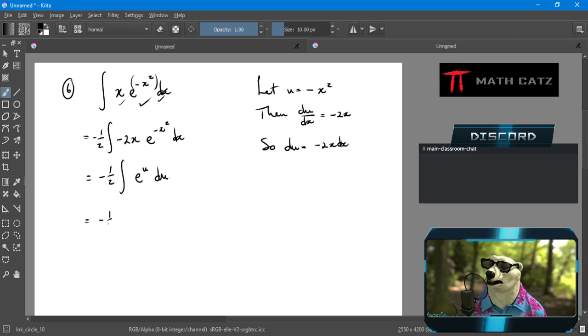So I need to drag this negative 1/2 with me. The antiderivative of e to the u with u as my variable is e to the u, and of course my constant. Then I just need to go back to my original variable, which is a simple replacement of u with negative x squared. And I'm done. I can always check this last one, take the derivative, use the chain rule to check, and do I get my original x times e to the negative x squared? If I do, then this was correct.